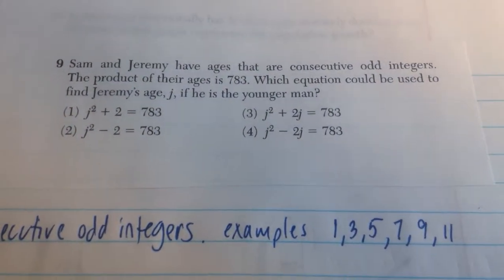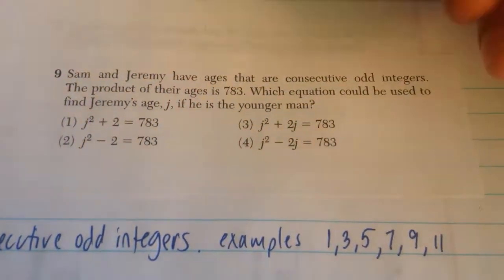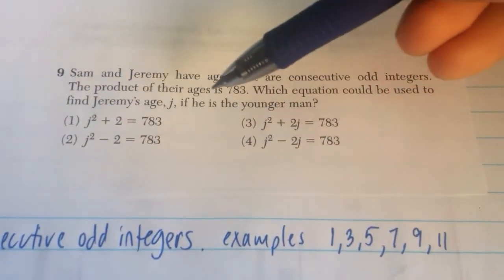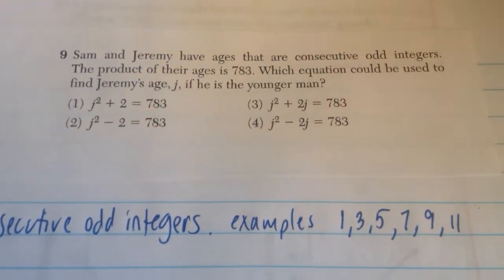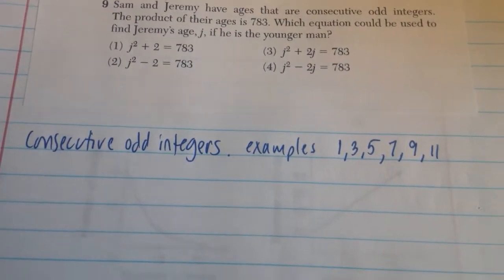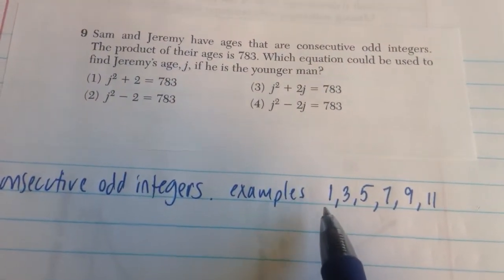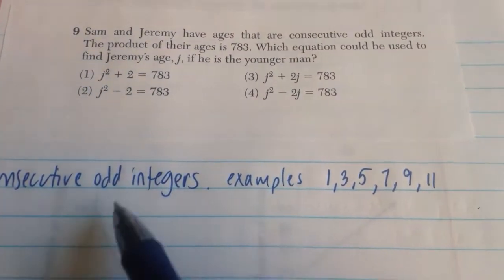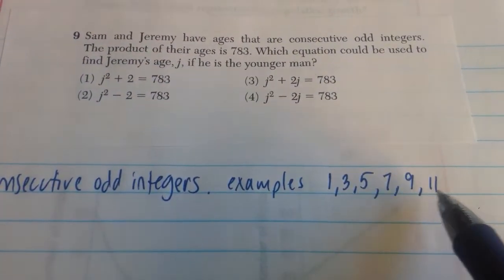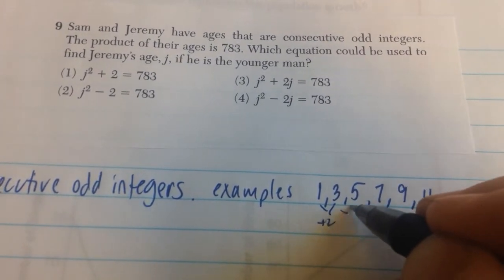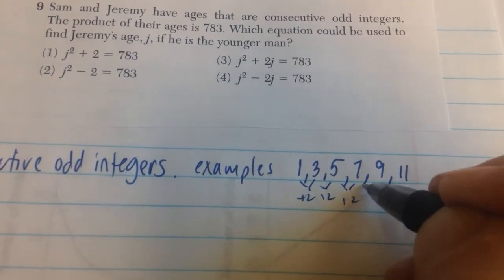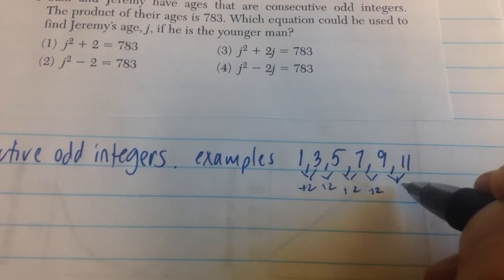in number 9 it says Sam and Jeremy have ages that are consecutive odd integers. The product of their ages is 783. Which equation could be used to find Jeremy's age, J, if he is the younger man? Consecutive odd integers are numbers that are in order, that are consecutively odd: 1, 3, 5, 7, 9. Notice how there's a difference of 2 between each set of consecutive odd integers.